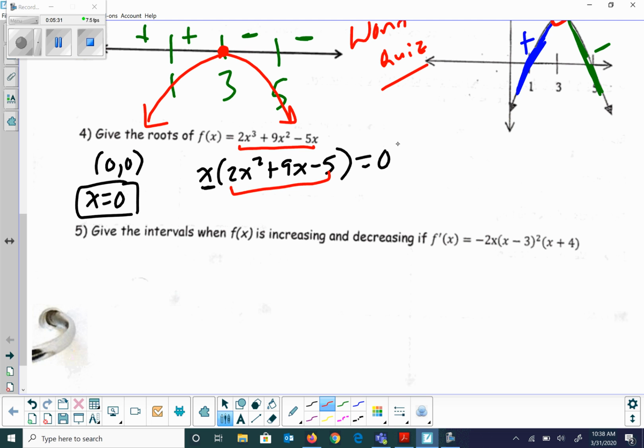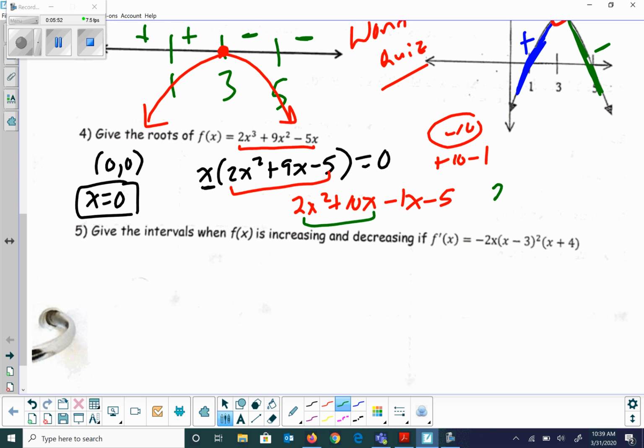Okay, so if we factor, my way, I'm going to multiply the last and the first together, so I get negative 10. Factors of negative 10 that add to 9 are positive 10 and negative 1. If I add those together, I get positive 9, so I'd have 2x squared plus 10x minus 1x minus 5. I'm going to look at what I have in common here.